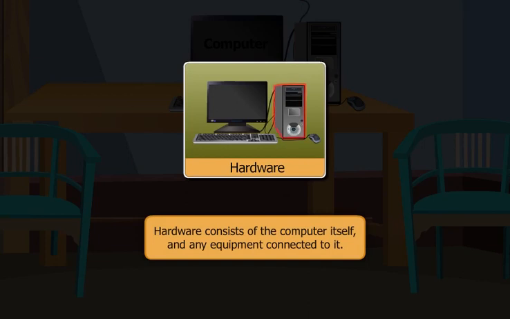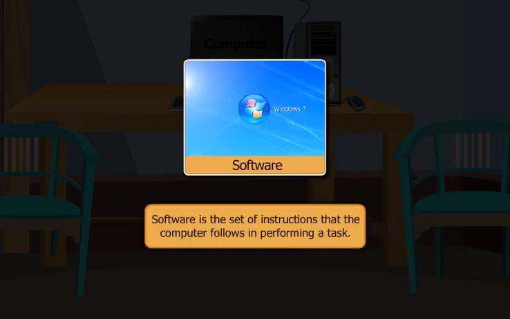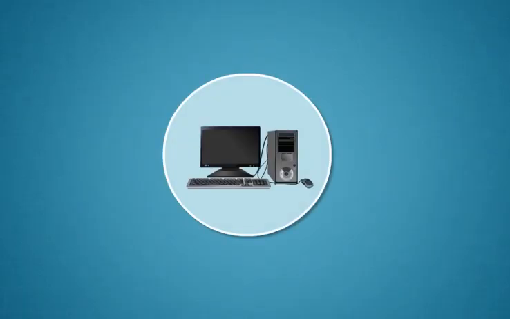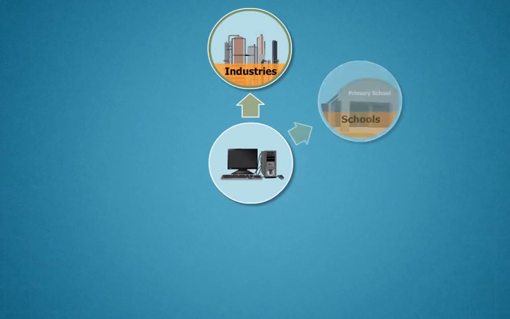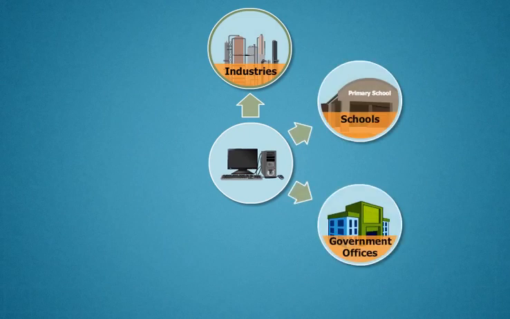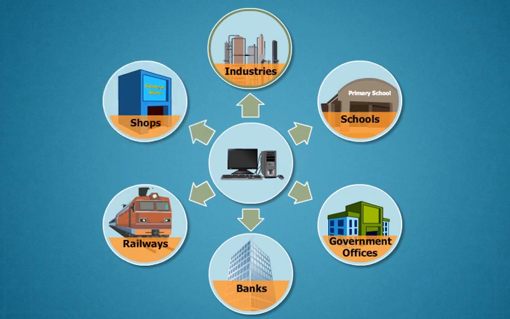Hardware consists of the computer itself and any other equipment connected to it. Software is the set of instructions that the computer follows in performing a task. Today, computers are used in industries, schools, government offices, banks, railways, and shops. By using computers, we save a lot of time, effort, and money.